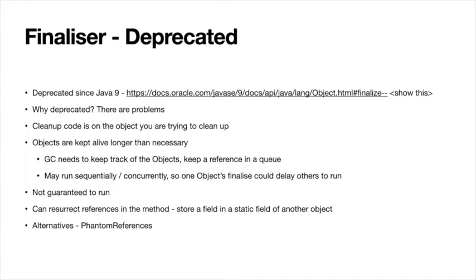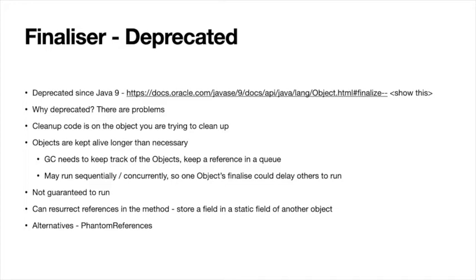Another problem with the finalizer method is that objects are kept alive longer than necessary. It stands to reason that the garbage collector needs to keep track of all the objects that have a finalizer, and it does that by keeping a reference in a queue. Then at some point, it will run through and start calling the finalize method on each of these objects. How it calls these finalize methods is entirely up to the garbage collector. Some may do it sequentially, some may do it concurrently. If it's sequential, then one finalize method could delay others from running. If it's done concurrently, and for some unfortunate reason there's a dependency between objects, then that can cause problems as well.